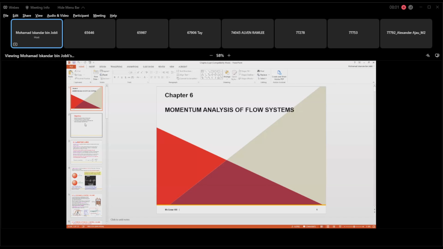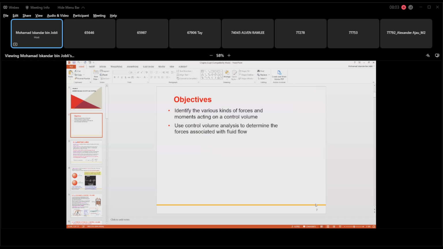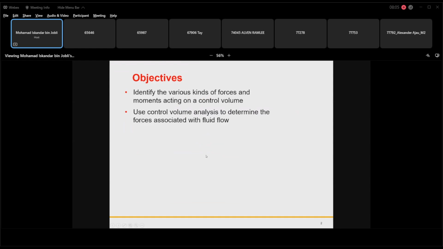Okay, as for the objective of today's lecture, to identify various kinds of forces, and moments acting on a control volume. I think moments, we're not going to do this bit, right? We're not going to do moments, we're not going to do inertia. I think just the forces acting on control volume, right? Okay, I'll fix this. You don't have to worry.